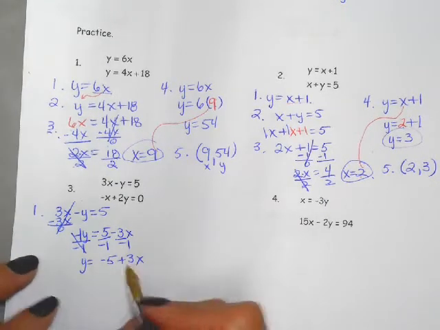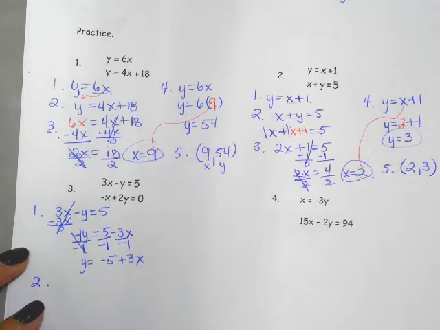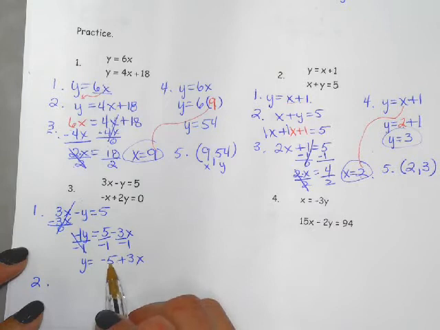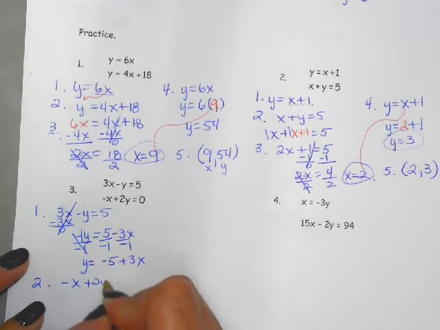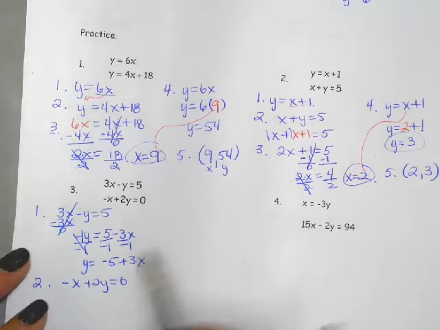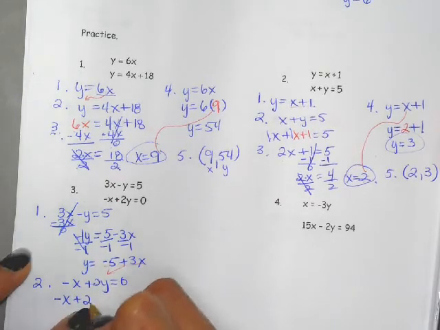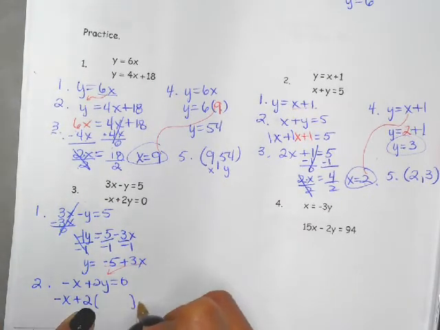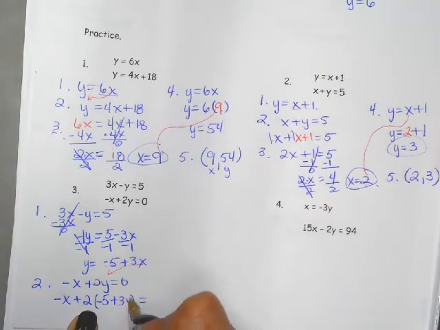So y equals negative 5 plus 3x. Step 2. Substitute your answer for y into the second equation. So this is the second equation, the one we haven't used. And instead of putting y, we're going to put what y equals. So negative x plus 2, and I'm not going to put y, I'm going to put parentheses, and it's a big number, so I'm going to leave enough space. Well, it's a binomial, so it's two numbers. And we're going to substitute them in.